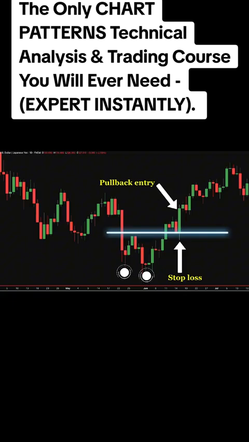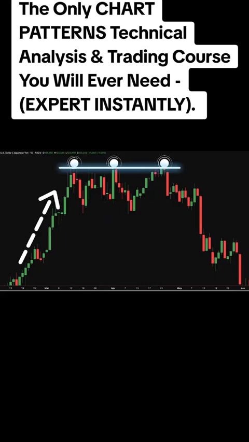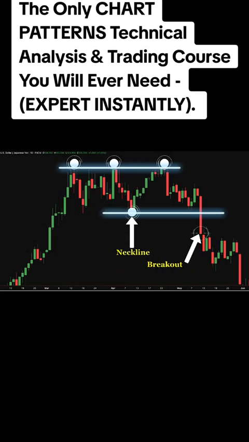Each method has its pros and cons, but understanding where and why to place your stop is what separates amateurs from pros. Let's now move on to the triple top and triple bottom patterns. In a triple top, price is in an uptrend and fails 3 times to break above the same resistance level, forming 3 equal highs. The swing lows between the tops form the neckline. Once price breaks below that neckline, the reversal is confirmed and traders look for short entries.